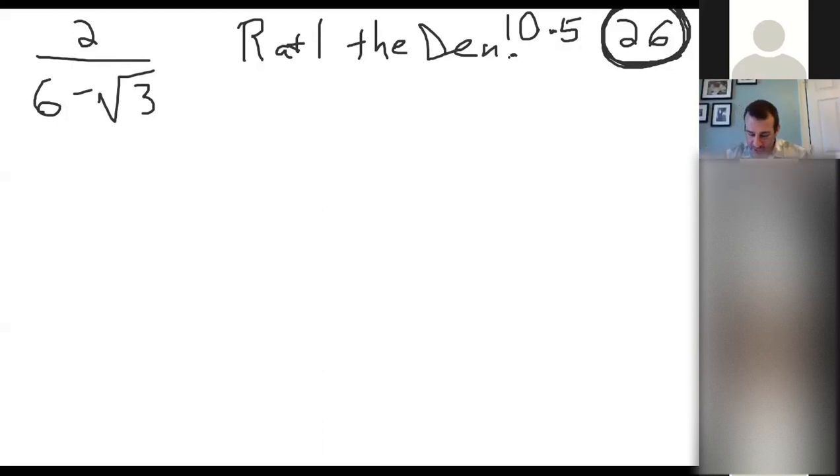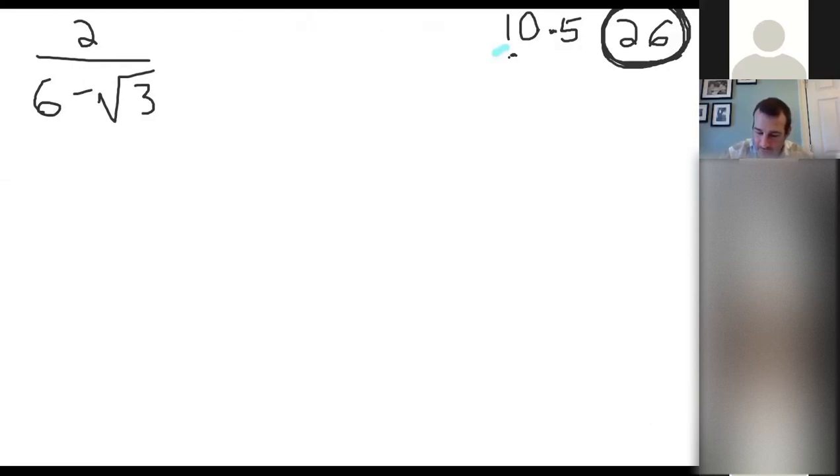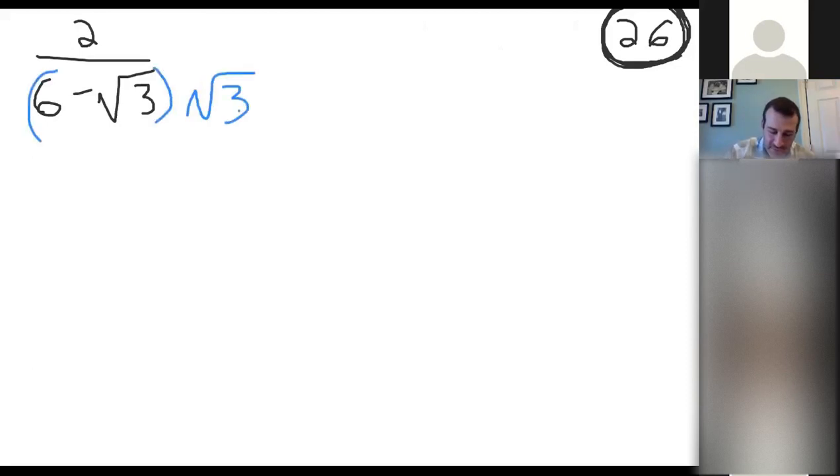And when I multiply the binomial, I need to multiply by the conjugate, the math cousin. Because if I just did square root of 3, this would be 6 square root of 3, and that would be 3. But I would still have a square root on the bottom. So you have to multiply by the math cousin.